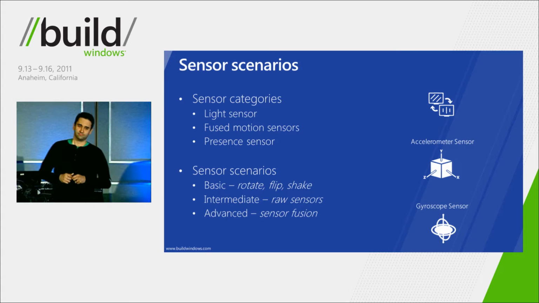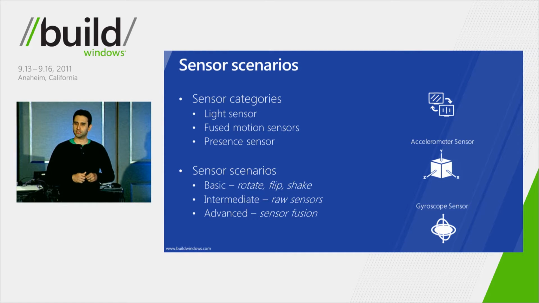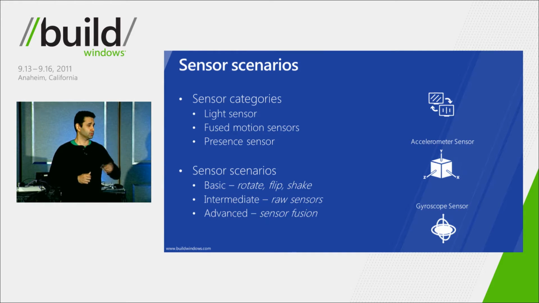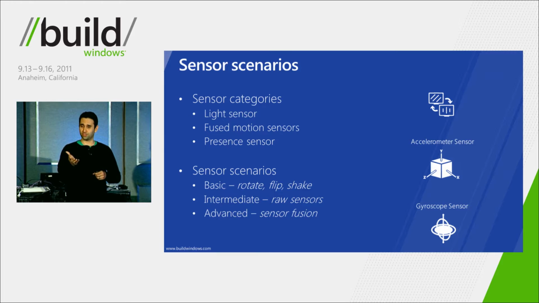Sensors. Very high level, we break them up into 3 categories. The first one is the light sensor. That was the first sensor we actually introduced in Windows 7, and we have done innovations on top of it in Windows 8. The next sensor is the motion sensor, or the set of motion sensors with Fusion. And the third one is the presence sensor.